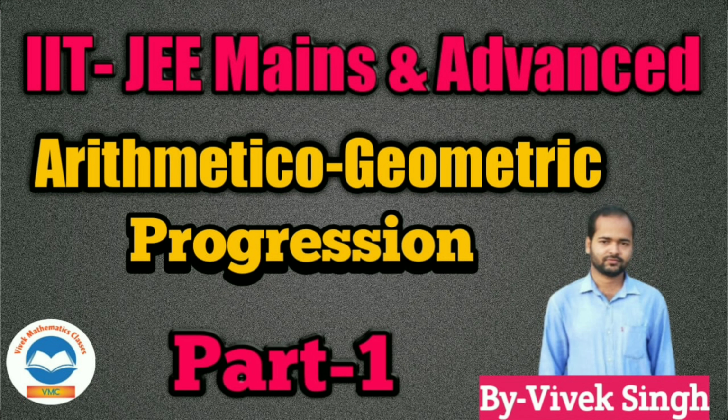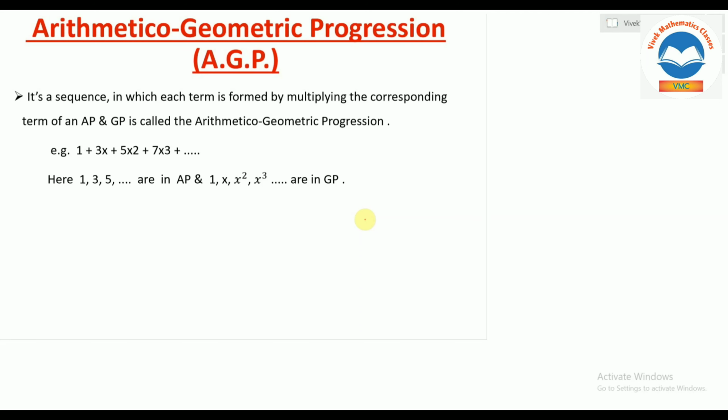Today we are going to discuss arithmetico-geometric progression. Arithmetico-geometric progression (AGP) is a sequence in which each term is formed by multiplying the corresponding terms of an AP and a GP. So if you are given an AP and a GP, then if you multiply the corresponding terms, you will get an AGP.